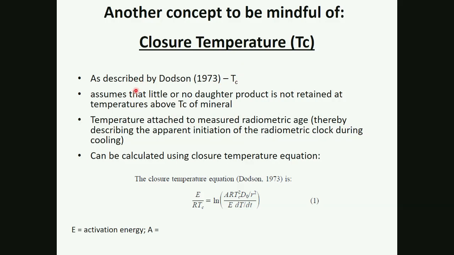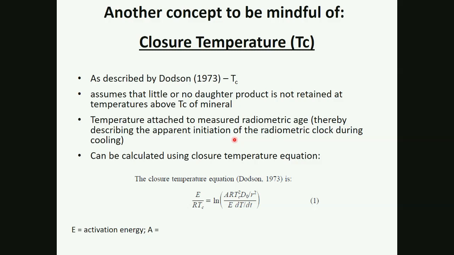This assumes that at the time the closure temperature is attained, little or none of the daughter product is retained at temperatures above the closure temperature. And once the temperature is attached to a measured radiometric age, if we know what the closure temperature for the mineral is, we can say the age we get reflects the time at which that mineral, that rock, passed through the isotherm in the crust that is the closure temperature for that particular mineral. At that point in time, it became a closed system, and the radiogenic daughter product that's accumulating is not diffusing out. It's being trapped within the mineral rather than diffusing out.